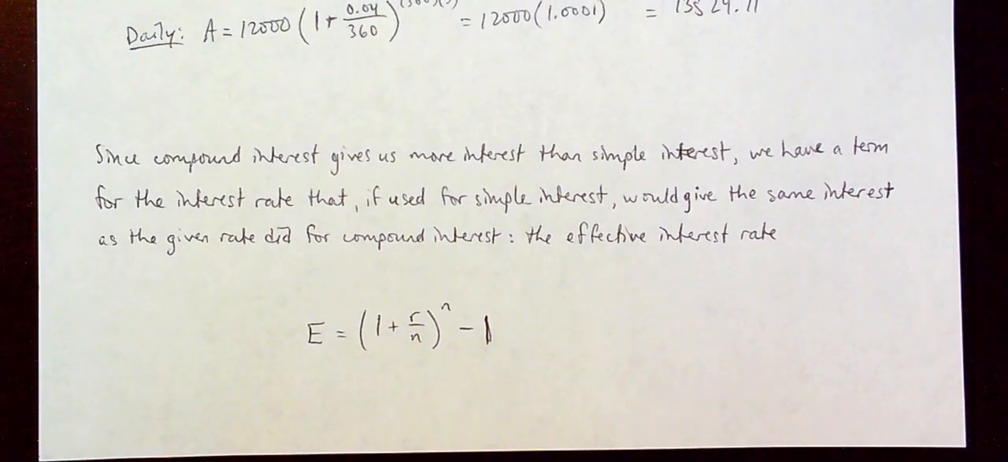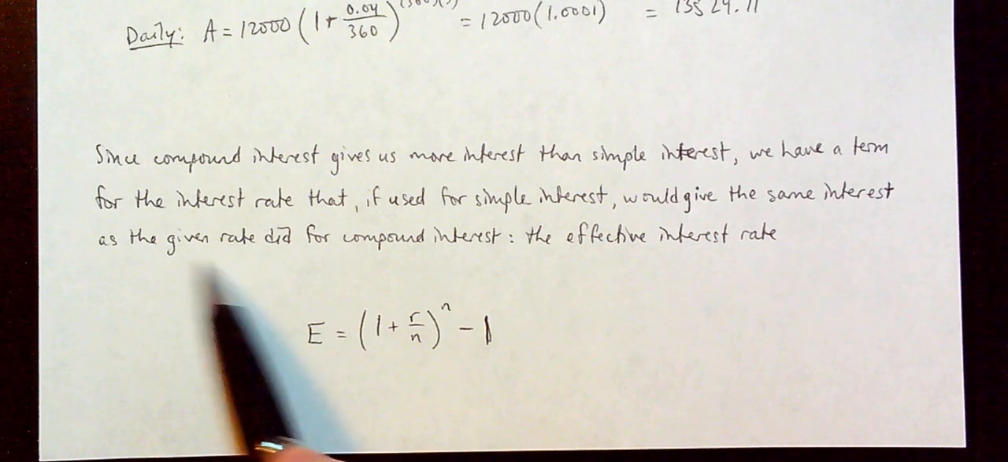So because there is that difference in the amount of interest that we get using compound interest versus simple, we have a term for the interest rate that, if we used it for simple interest, would give us the same amount of interest as the stated rate did when we used compound interest. The term for this special interest rate is called the effective interest rate.